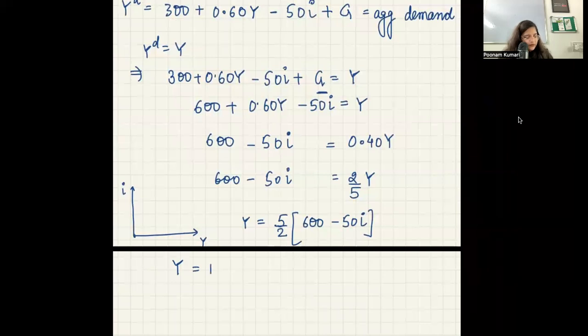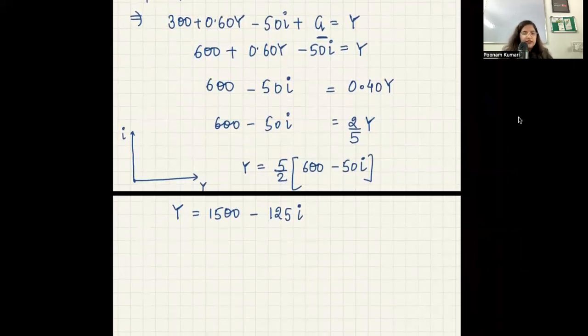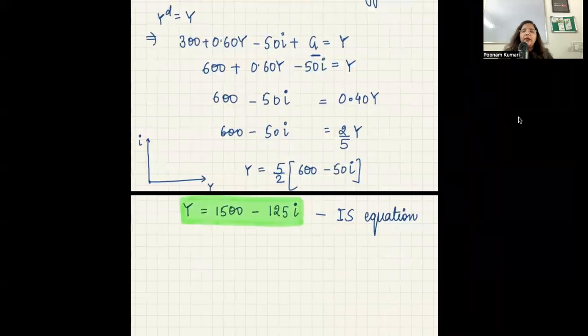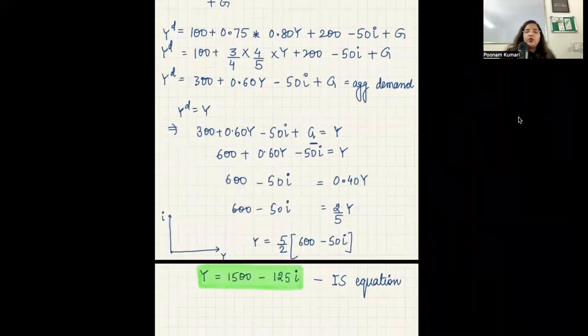So this gives us y equals 1500 minus 125i. This is what we get. Okay. So this particular equation that we get can be called our IS equation. इसको मैं अपनी IS इक्वेशन बोल सकती हूँ. ठीक है. सो मैंने क्या किया? गुड्स मार्केट के इक्विलिब्रियम को सॉल्व किया.